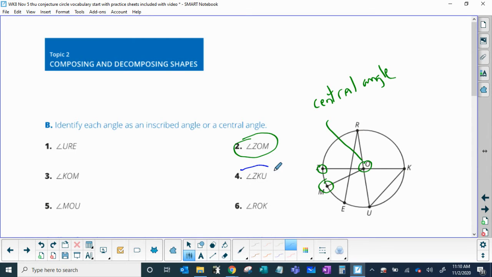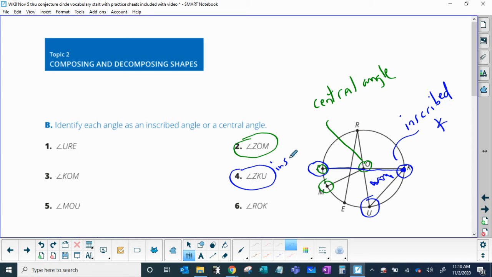New color, ZKU. Now it intersects the outside. Even though the O is part of this segment, this blue one is called an inscribed angle. Inscribed. Okay, all right, and then we had the central angle there. And then we'll go on.